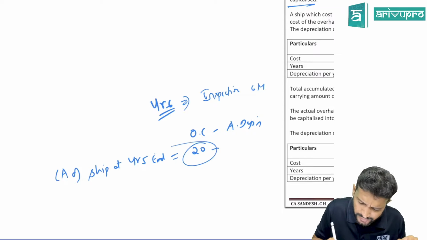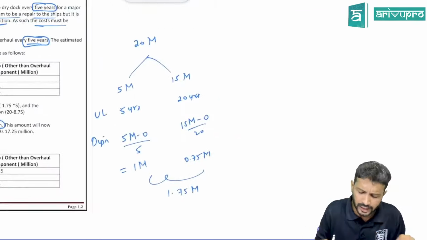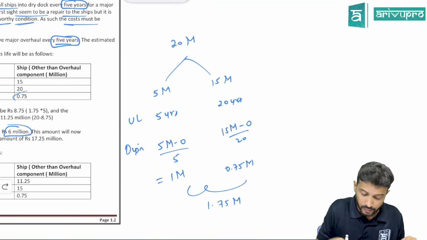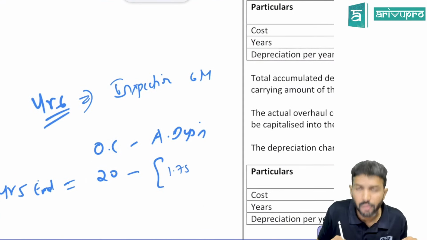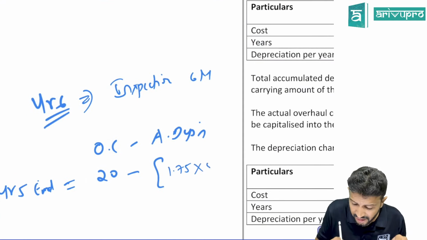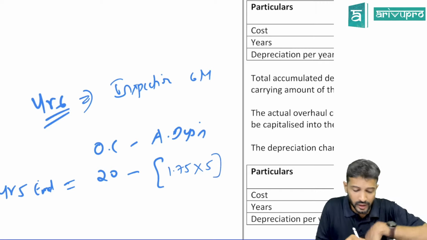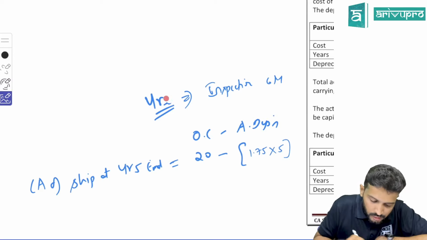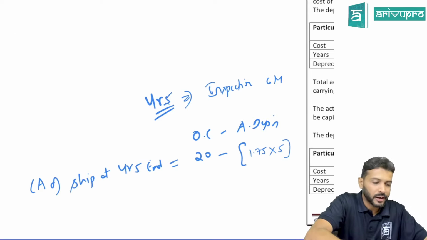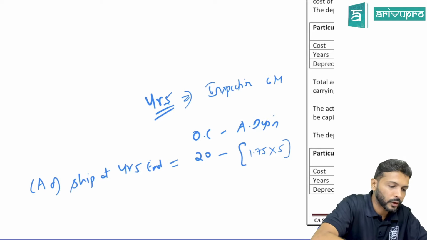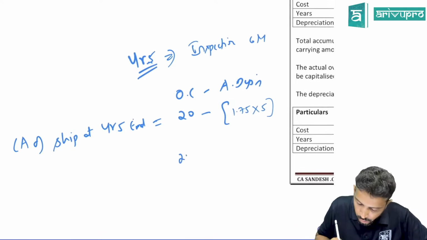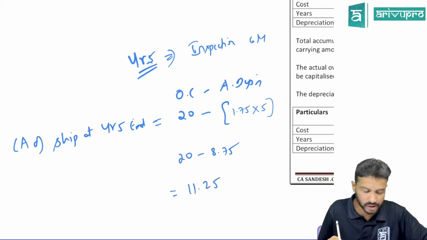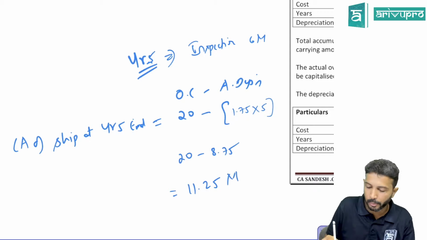Okay. Original cost is 20 million. What is depreciation every year, sir? We have already calculated. For overall, it is 1 million. For others, it is 0.75. Total is 1.75 every year. So we have used this. Now we are at the end of year 5, so that means you already used the ship for 5 years. What is the accumulated depreciation for 5 years? 1.75 is for 1 year. For 5 years, it will be 8.75. 20 minus 8.75. That means the carrying amount of the ship is 11.25 million. Any problem? Anybody?